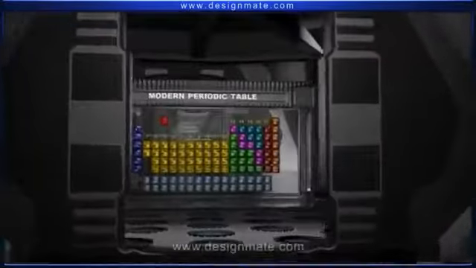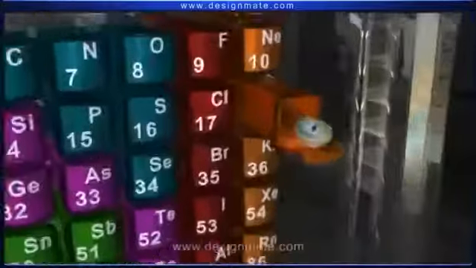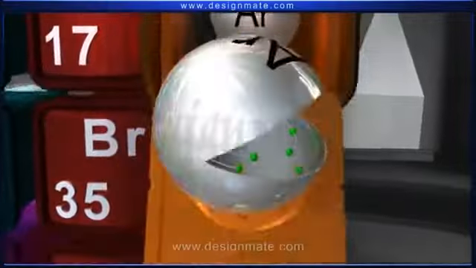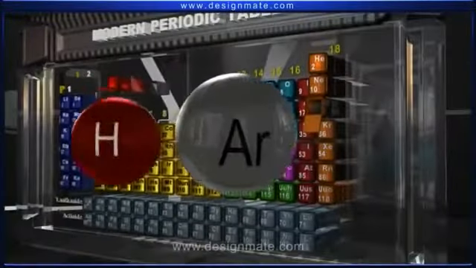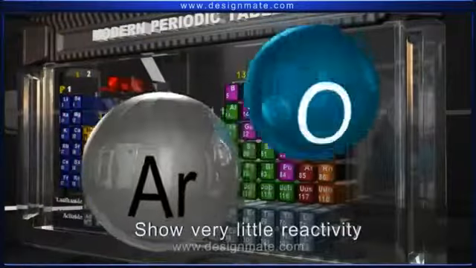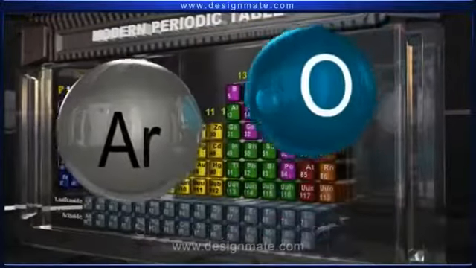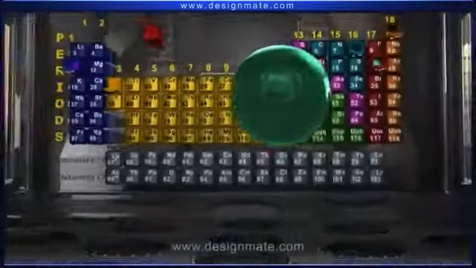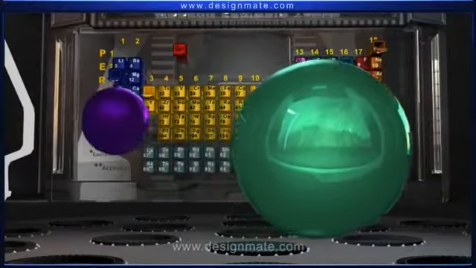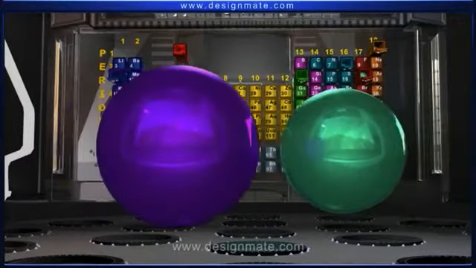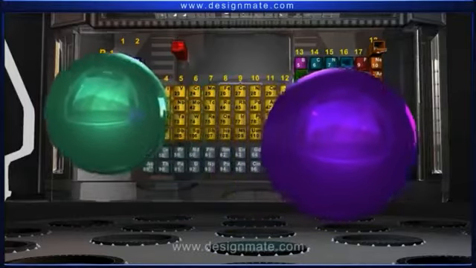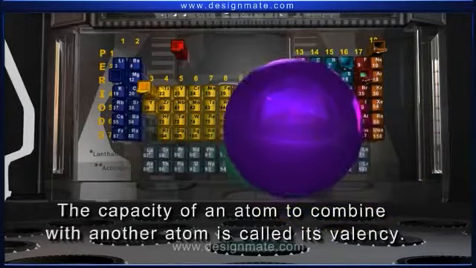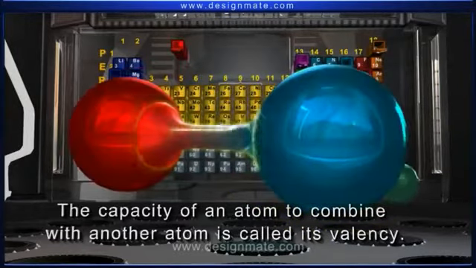The elements with completely filled outermost orbit, containing 8 electrons, are said to possess an octet configuration. Such elements do not combine with other elements easily, and hence show very little reactivity. Therefore, they are said to have zero combining capacity. On the other hand, the elements with incompletely filled valence orbits have a tendency to complete their octet configuration by combining with atoms of the same or different kind. This capacity of an atom to combine with another atom is called its valency.